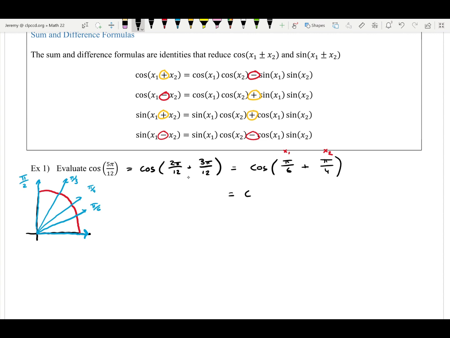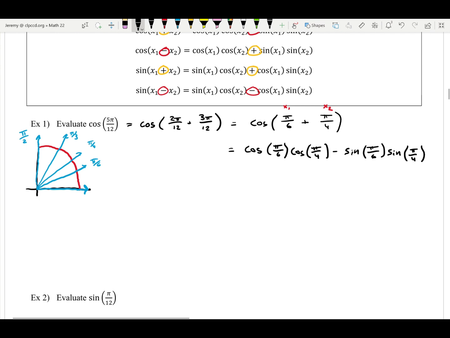So I'm going to end up with cosine of x1, which is pi over 6, times cosine of x2, which is pi over 4, minus sine of x1, which is pi over 6, times sine of x2, which is pi over 4. Okay, and now I'm just evaluating each of these.